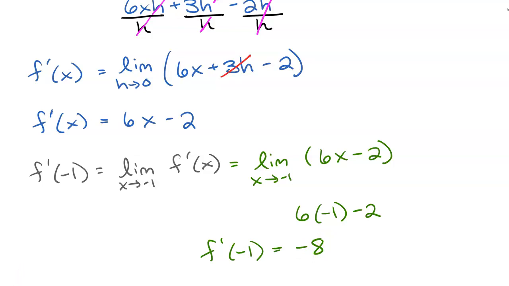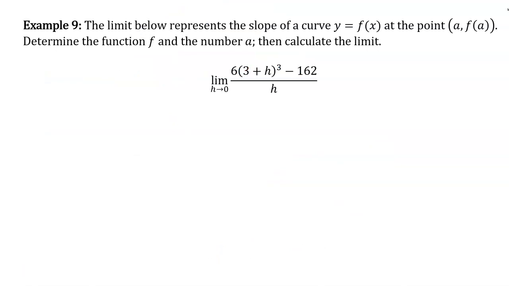Let's do one more. So this last one kind of works a little bit backwards before they ask us to go forwards again. So the limit below represents the slope of the curve. Well, yes, it's a derivative, thus it's the slope. At this point, f of a, we want to determine the function f and the number a, and then calculate the limit. Now we know the definition of a derivative, f of x plus h minus f of x all over h.